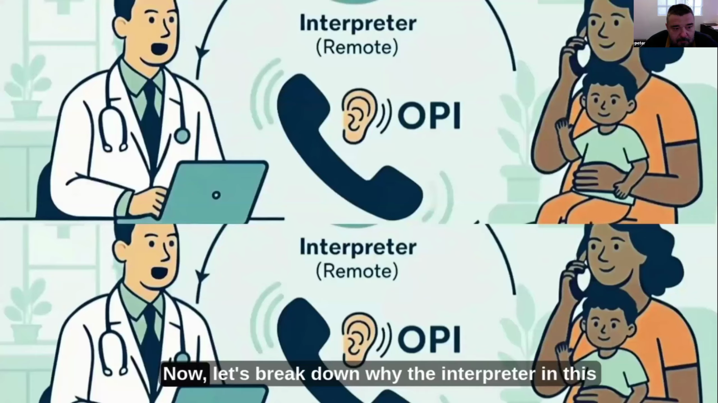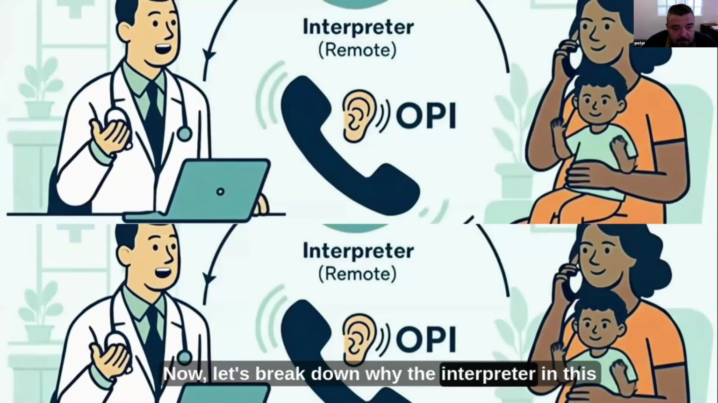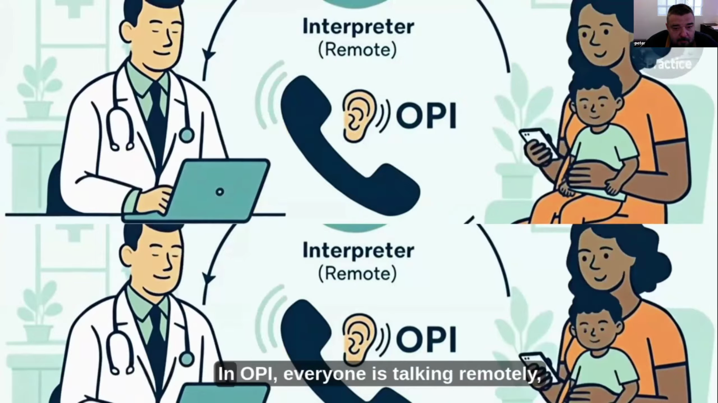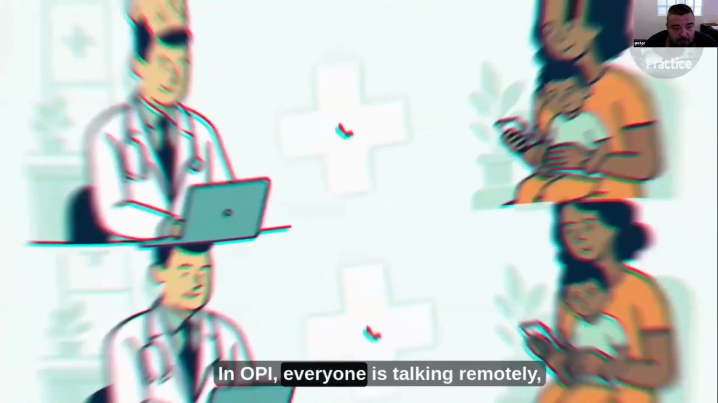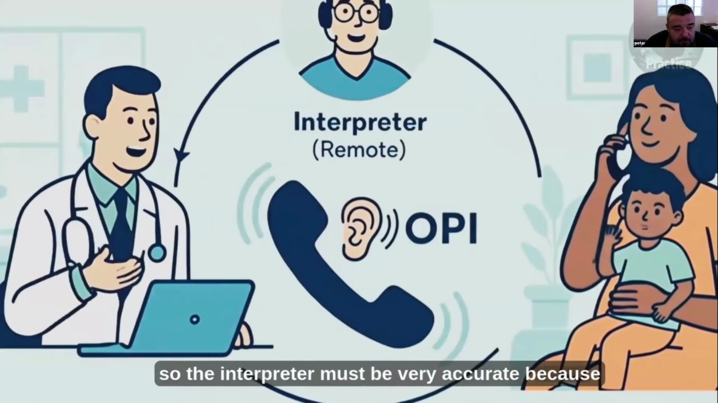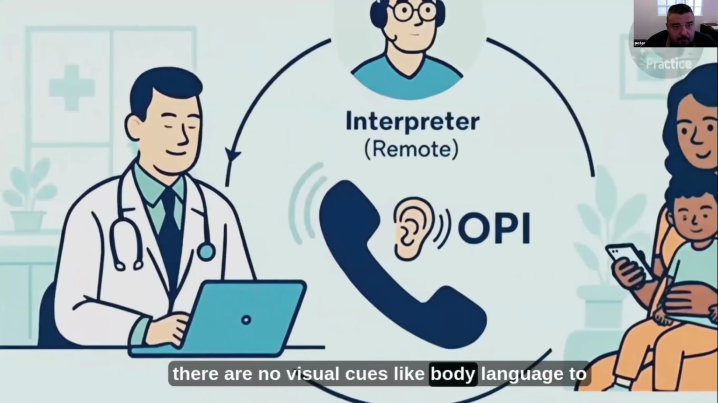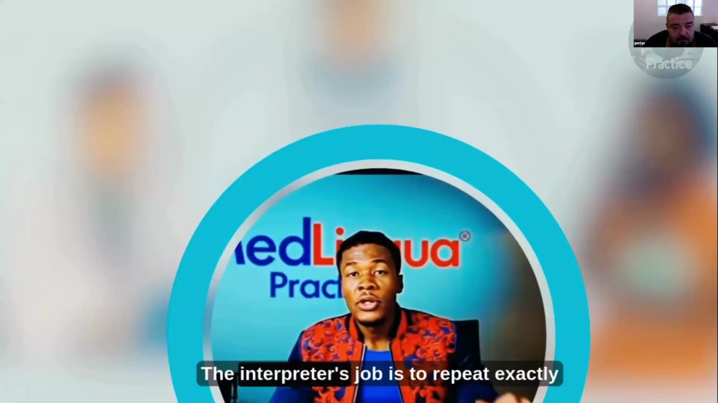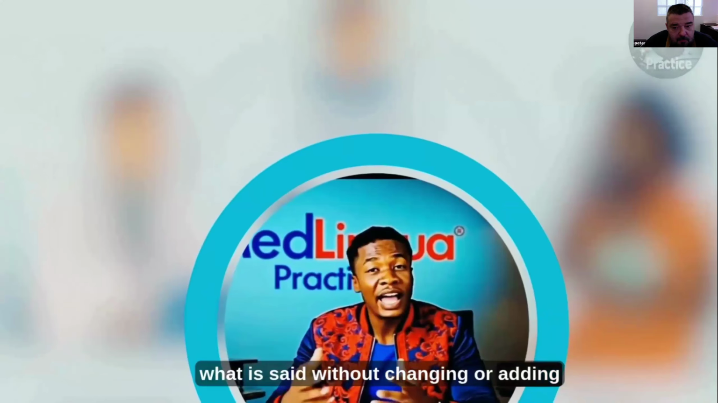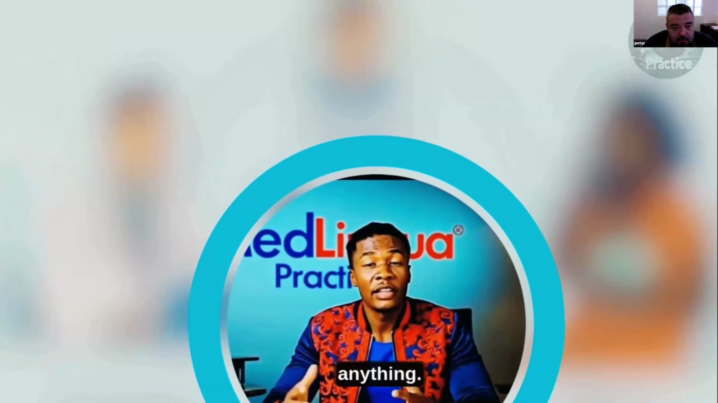Now, let's break down why the interpreter in this over-the-phone interpretation scenario made mistakes. In OPI, everyone is talking remotely, so the interpreter must be very accurate because there are no visual cues like body language to help. The interpreter's job is to repeat exactly what is said without changing or adding anything. Here's what went wrong, step by step.